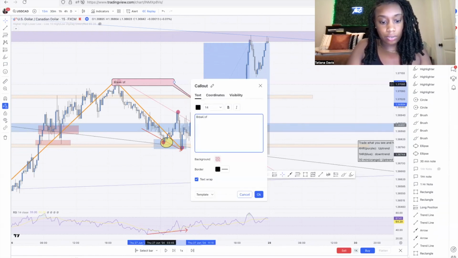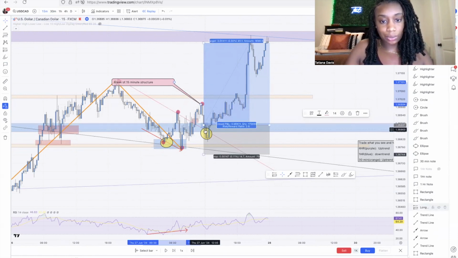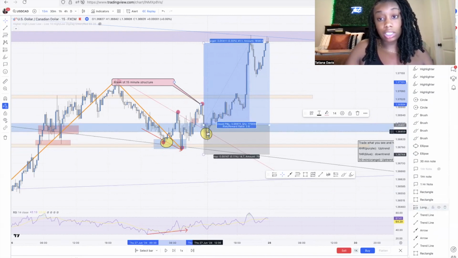Break of 15-minute structure right there. And then we also had price break this 15-minute trend line and come back and retest it right here. So right here where this candle wicked out a little bit, this is where I entered the market for my second entry. And this was the entry that played out.